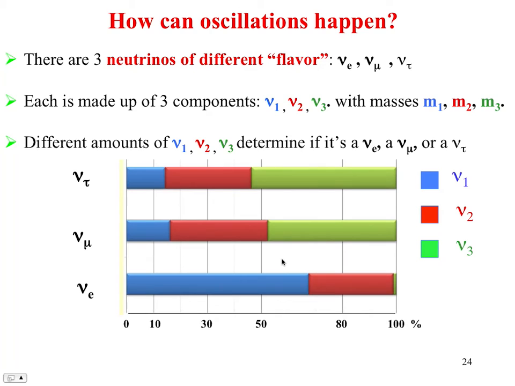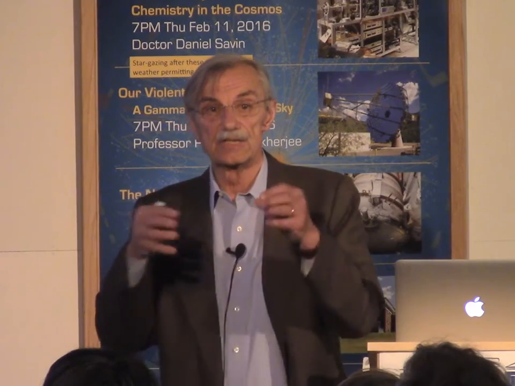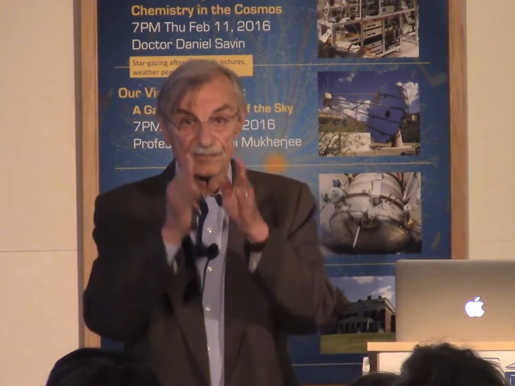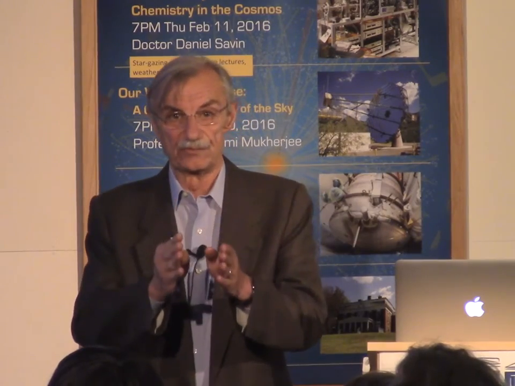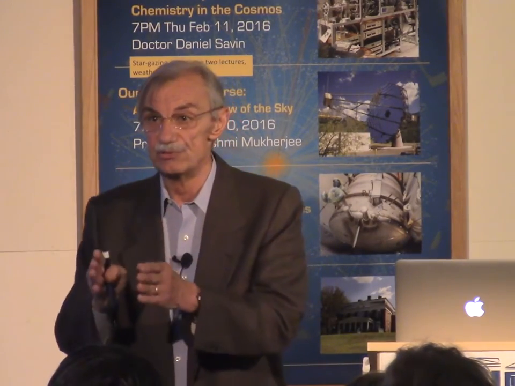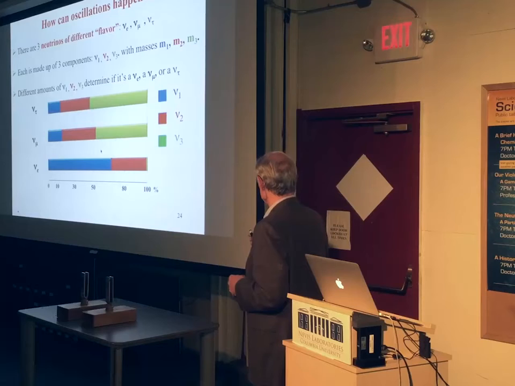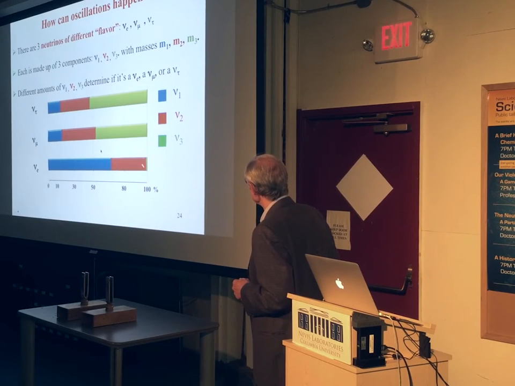Well, each one of our 3 flavors, he suggests, is made up of 3 components, nu1, nu2, and nu3, with masses that are slightly different, m1, m2, and m3. And what makes a nu e, a nu mu, or a nu tau is the different amounts of nu1, nu2, and nu3 in your neutrinos. A nu e has a definite recipe for it to be a nu e, and so does a nu mu, and so does a nu tau. So for instance, a nu tau has a lot of this nu3 denoted in green. A nu e has very little of it.